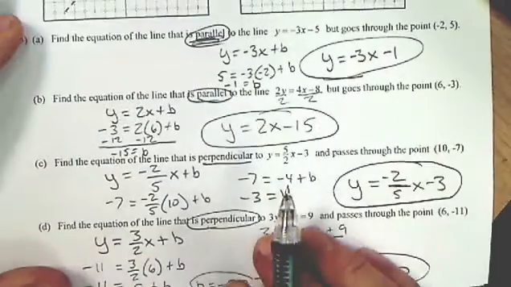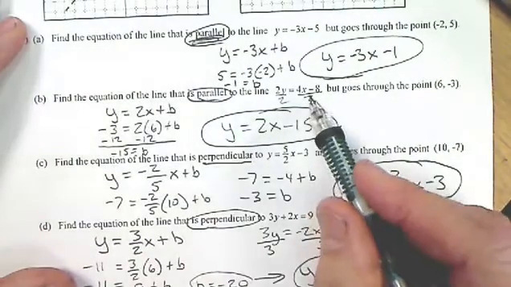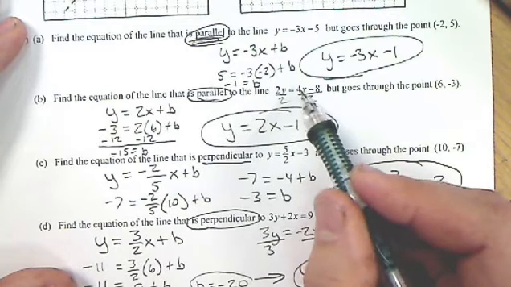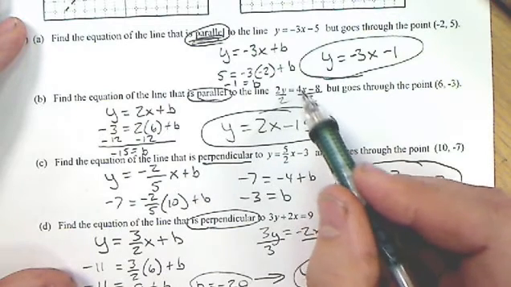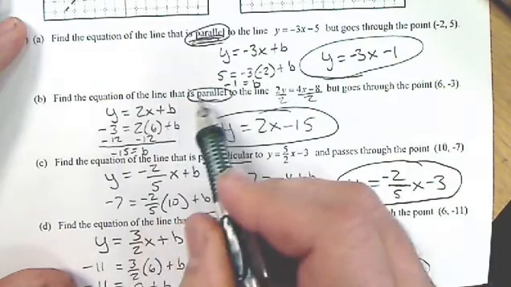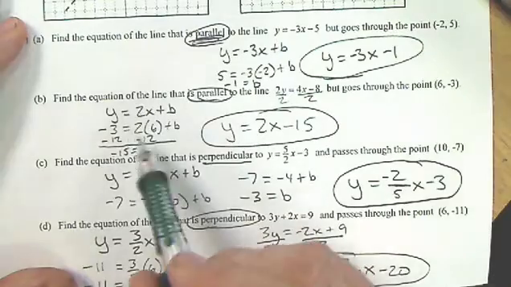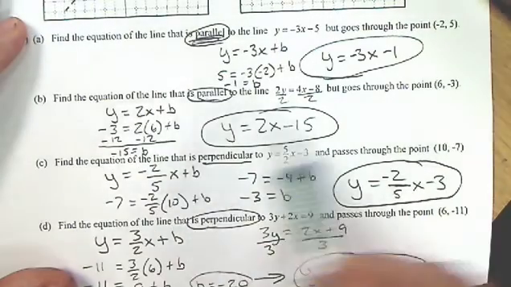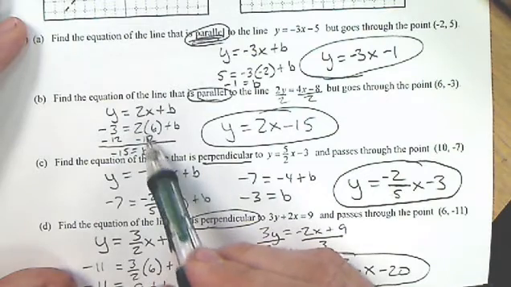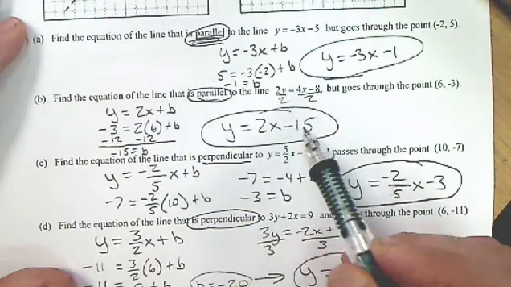And then plug it in. Parallel, I have to know what my slope is. So I divided by 2 to get y by itself. So that means my slope is now 2. So my 2, since it's parallel, has the same slope. Plug in a point, 6, -3. So that gives me 12. Subtract 12 from both sides, I get -15.